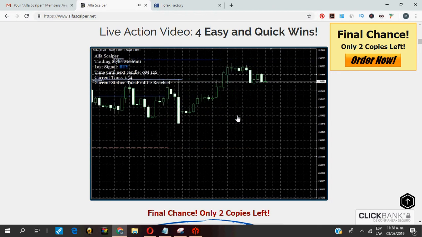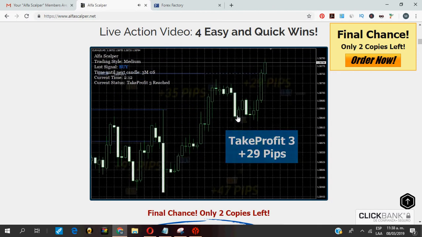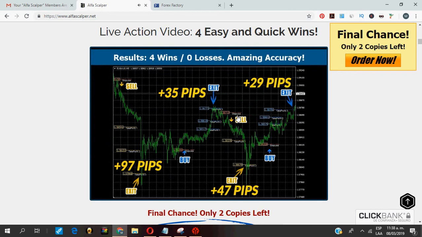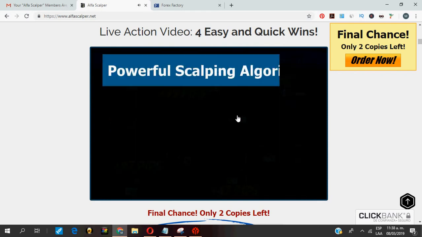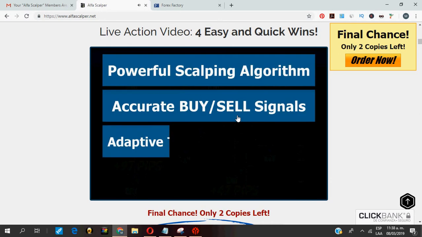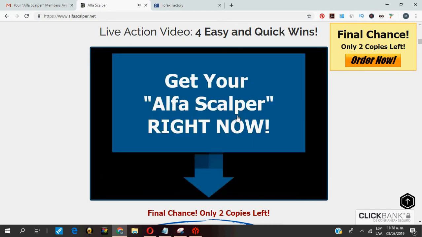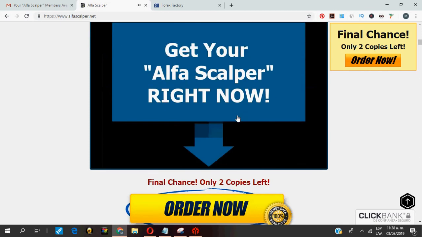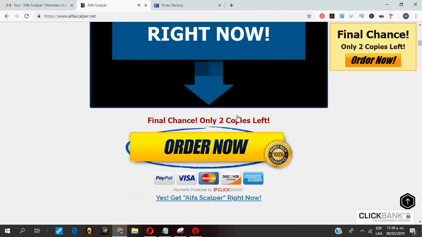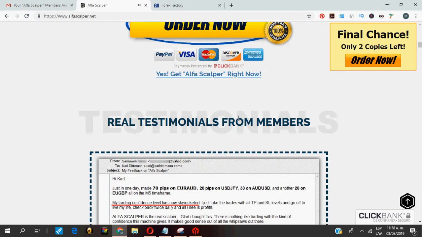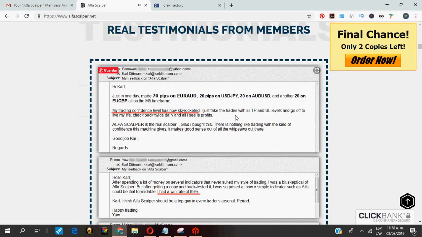Alfa Scalper will inform you about every new signal via pop-up sound alert, email alert, or a push notification sent to your mobile. Signals never repaint. If you get a new signal, it will stay there. The indicator will not change its mind and reposition the signal.